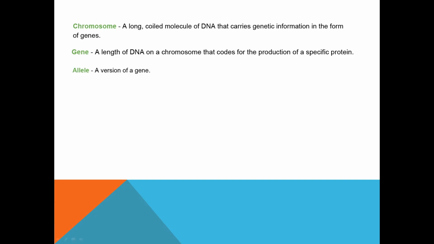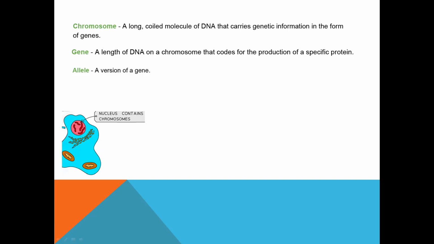So these are some of the definitions that you might be asked about in your paper 4, so make sure you learn them. So first we have the chromosome. A chromosome is a long coiled molecule of DNA that carries genetic information. If we look at the picture, when we look inside a cell, the lines that we see inside the nucleus are the chromosomes.